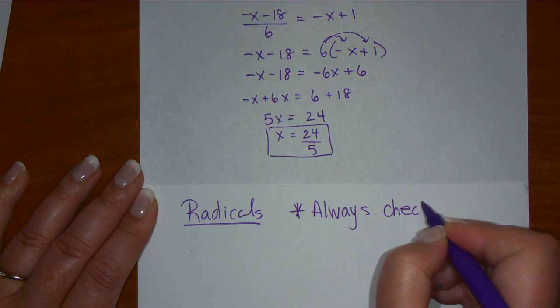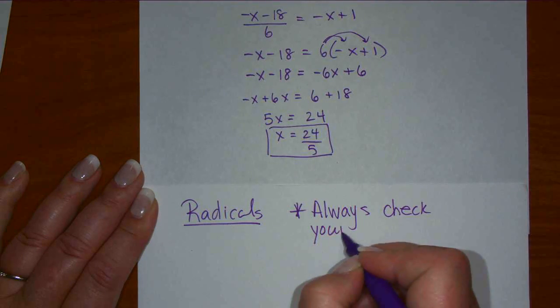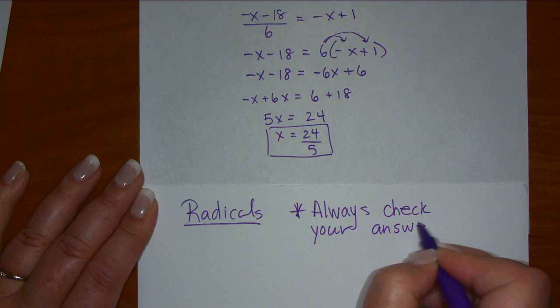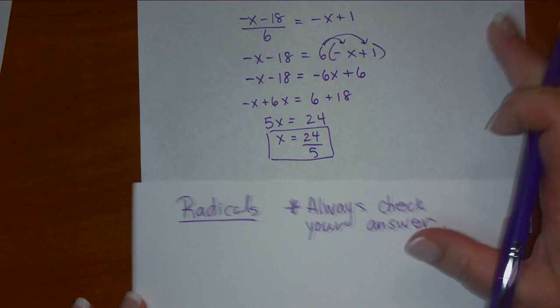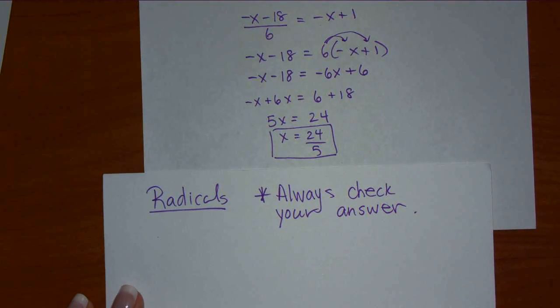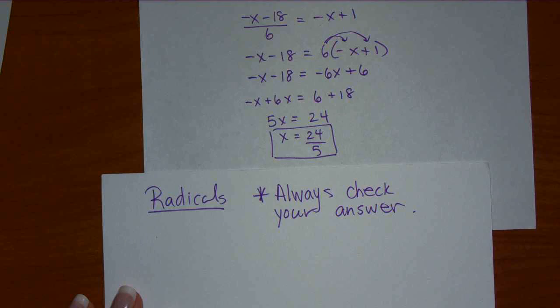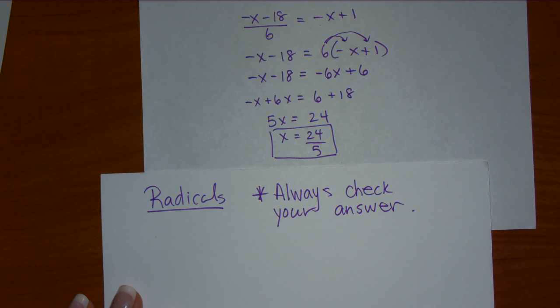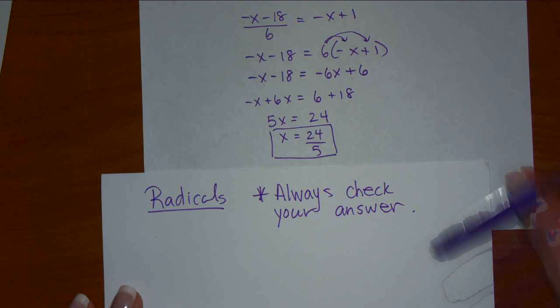Okay, let's invert this out. So right at the beginning, I say radicals, always check your answer. There's two math calculations, a radical and a log, which we'll do in chapter 3, that you always have to check your answer. And that is because the domain, what's a domain? What does that mean?